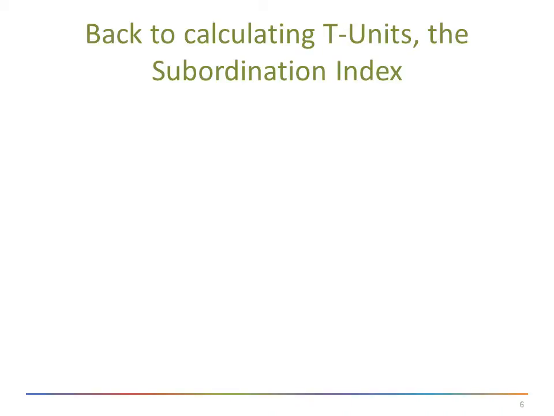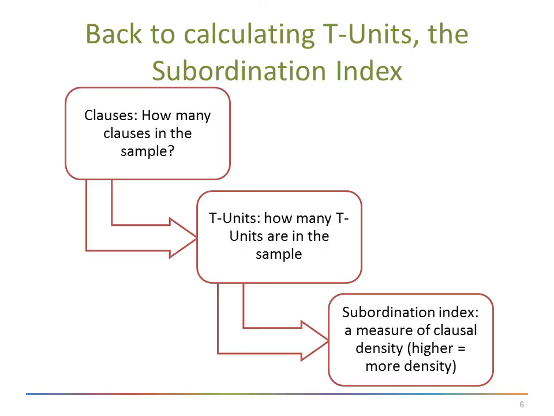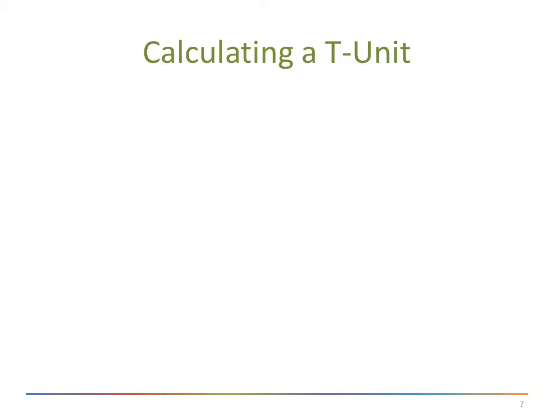So back to calculating T units and the subordination index, which go hand in hand. We need to do the following. We need to determine how many clauses are in the narrative sample. We need to then calculate how many T units are in the sample. And from those two calculations, the clauses and the T units, we can measure the subordination index, which is a measure of clausal density. The higher the subordination index, SI, the higher the clausal density.